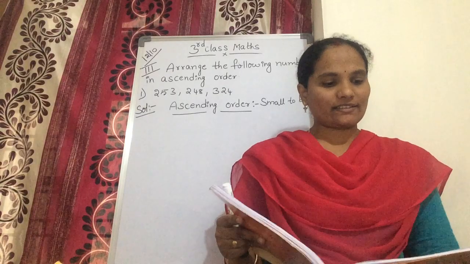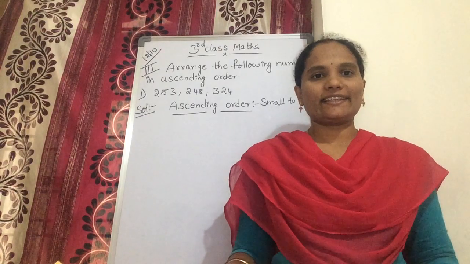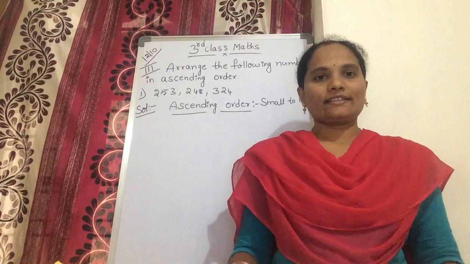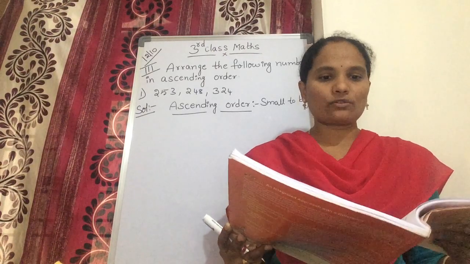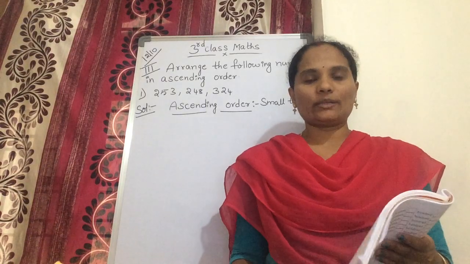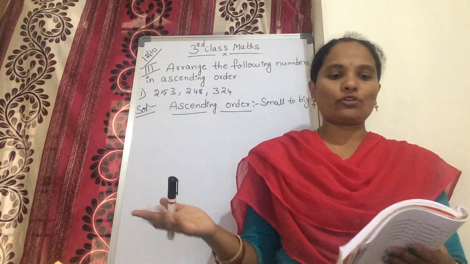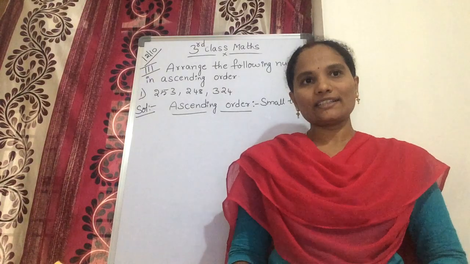In your previous class you learned less than and greater than, and how to use less than, greater than or equal. In activity 2, the first and second bits are over. Let's see the third bit. What is our third bit? Arrange the following numbers in ascending order.